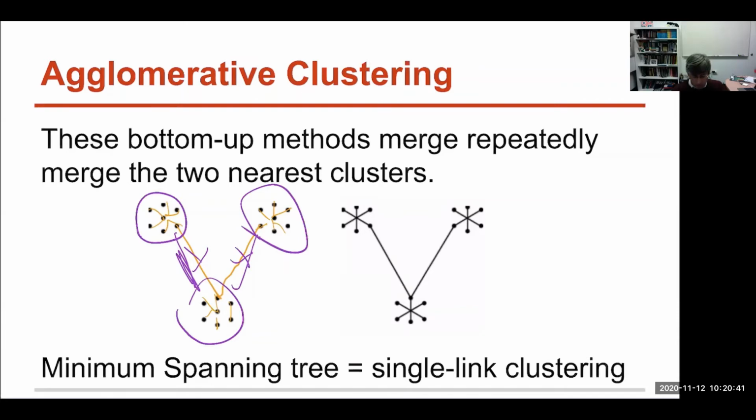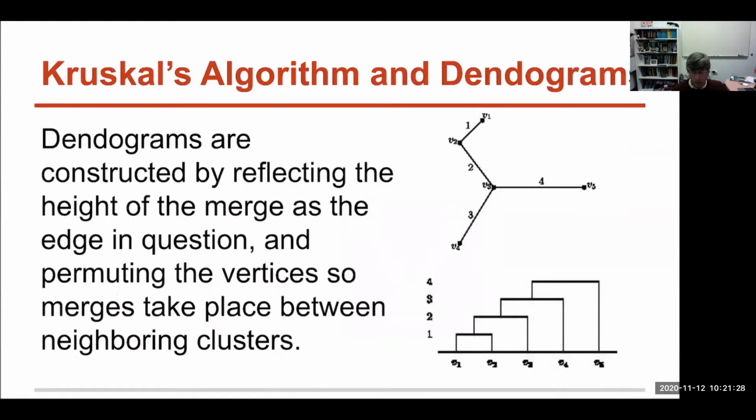This algorithm of repeatedly merging the two nearest points, you guys saw that when you took an algorithms class. Repeatedly merging the two nearest points was Kruskal's algorithm, and it built a minimum spanning tree. In fact, this algorithm of constantly merging the two nearest points, so long as they are in different components, actually is an agglomerative clustering algorithm called single link clustering. Any questions? So agglomerative clustering has a close relationship with minimum spanning tree. Any questions?